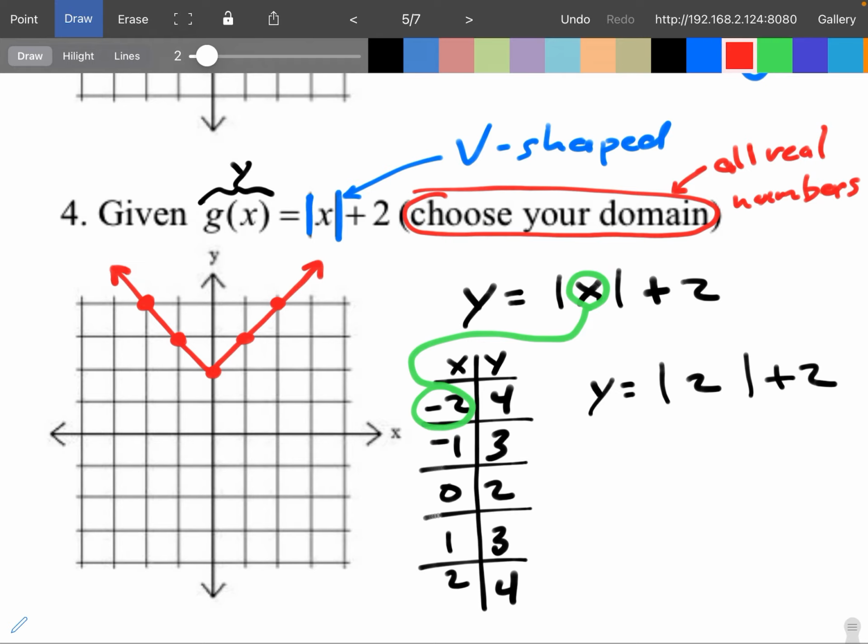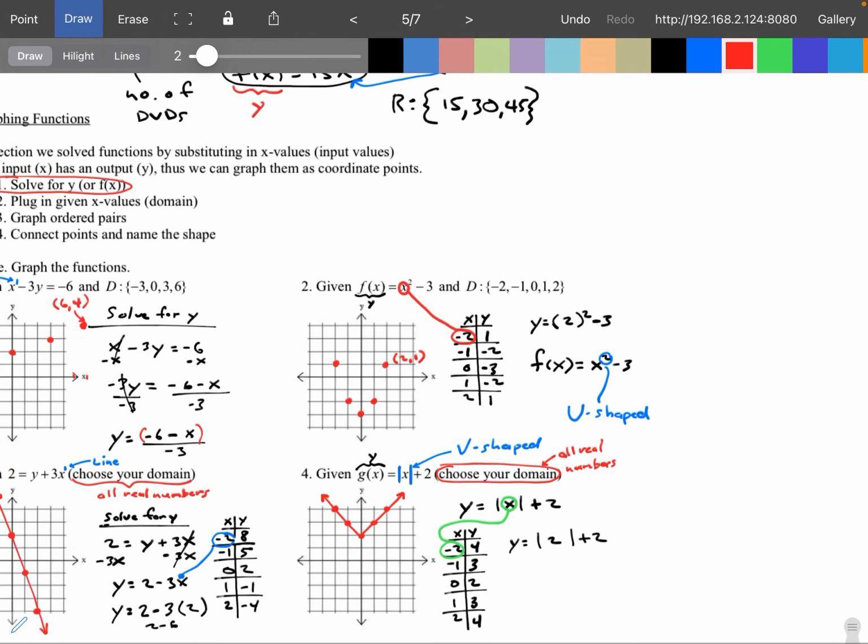Is it V-shaped? Yes. And then do we connect it? Yes. The domain is all real numbers, so we're going to connect the dots here and put arrows on it. So our final graph should look like this.